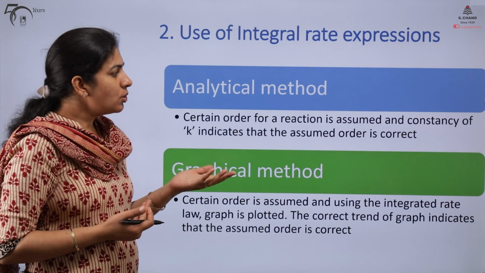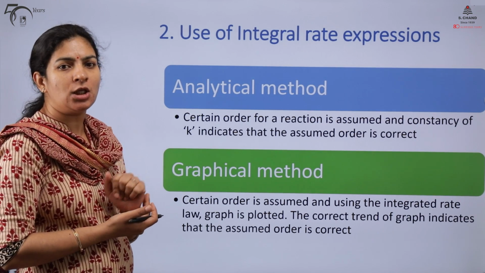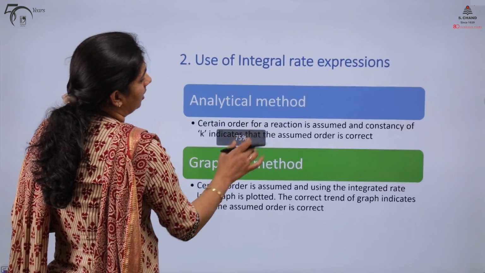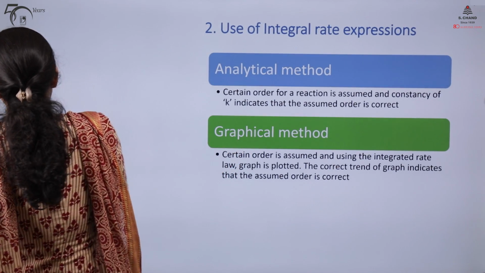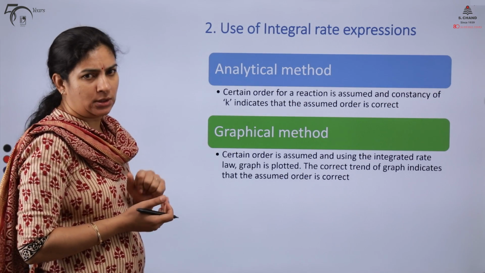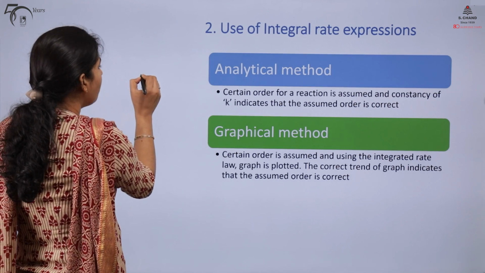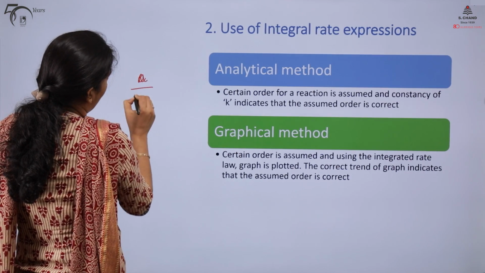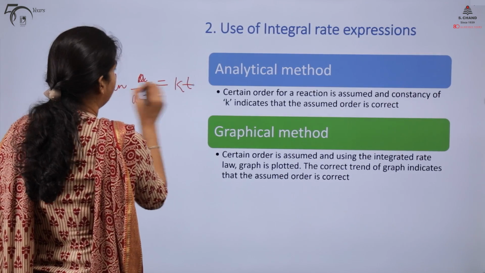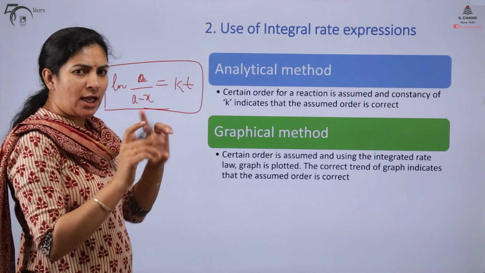We can use the integral rate law expressions also to determine the order of a reaction. So this particular method can be discussed in two ways, or we can say that there are two ways in which integrated rate law expressions can be employed, right? You know what the integrated rate law expression is. Let's say for a first order reaction, log of a upon a minus x equals kt. Now this particular integrated rate law expression I can use in two ways.